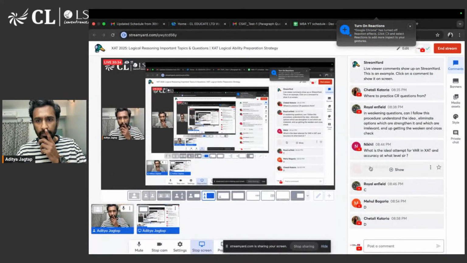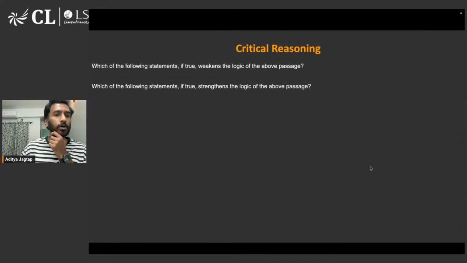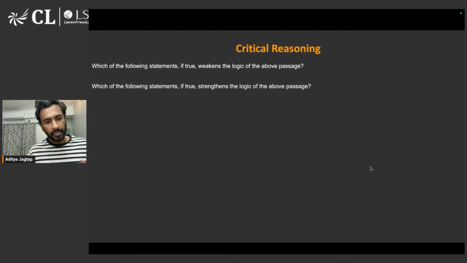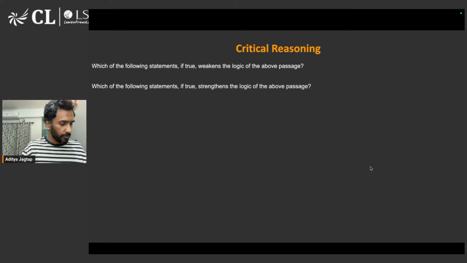In weakening questions, can I follow this procedure: understand the idea, eliminate options which are wrong? Not necessarily. That method has one or two flaws with it. Let's say the question is: which of the following statements, if true, weakens the logic of the above passage, or which of the following strengthens the logic of the above passage. Let me describe the method, and then you can talk about what method you would prefer to use.